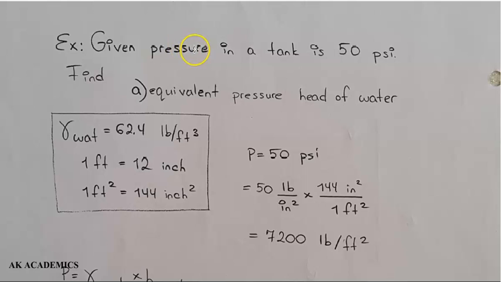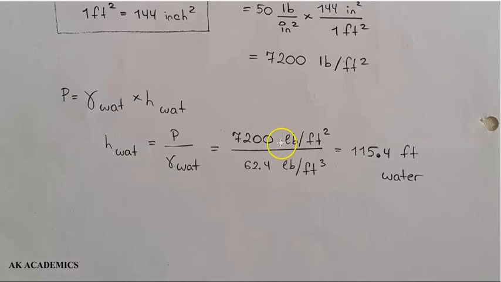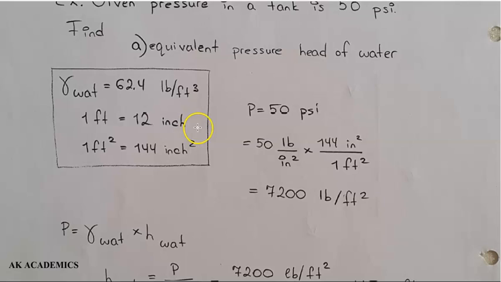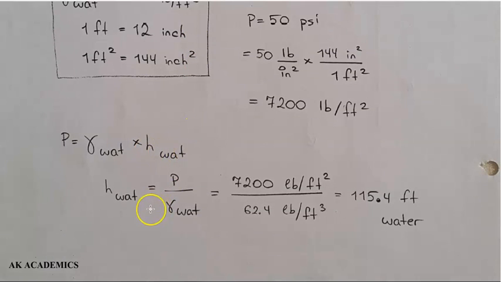Hence, since we know the pressure and we are looking for the equivalent head of water, the head, which is H, can be obtained using this particular expression. We know pressure is equal to specific weight multiplied by H, which represents the pressure head. The pressure head, if rearranged, will be equal to pressure over specific weight. Pressure is 7,200 as found right up here.